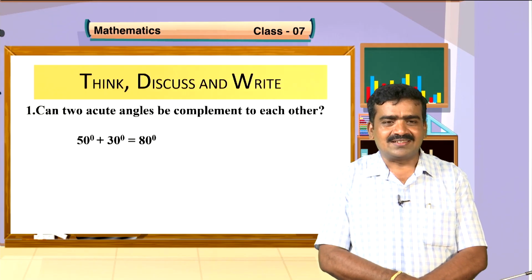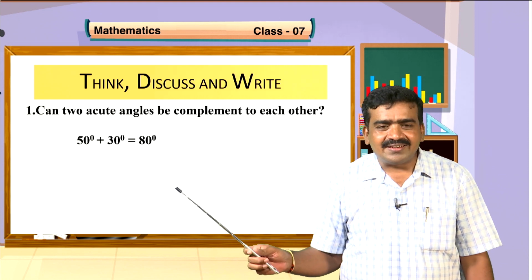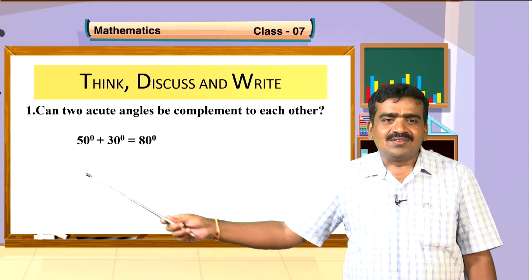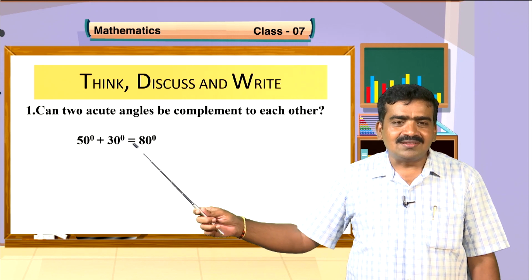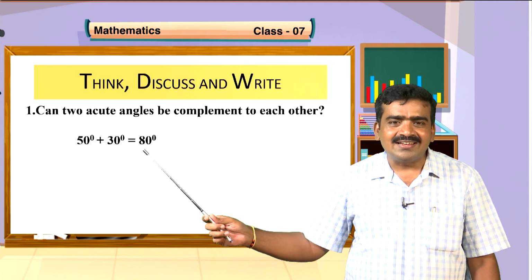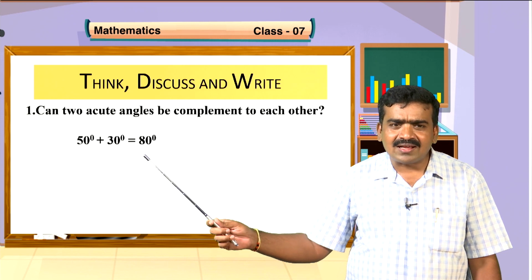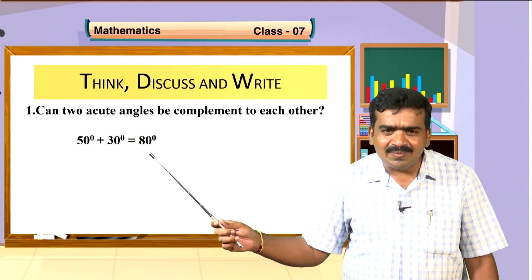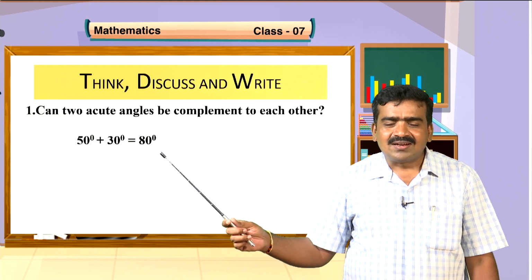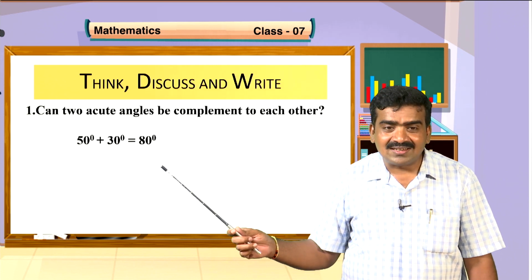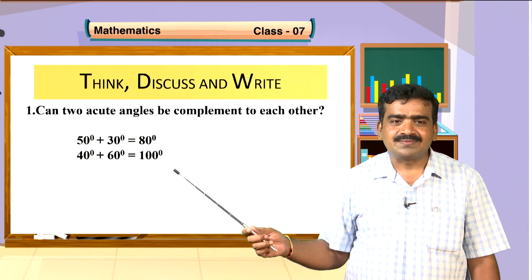Let us test. 50 and 30 degree will be 80 degree. 50 degree is an acute angle and 30 degree is also an acute angle. The sum gives us 80 degree. What is the conclusion we can draw? It is not complementary to each other, no? Then what is your answer? Don't take the immediate decision. Let us test a few more numbers.